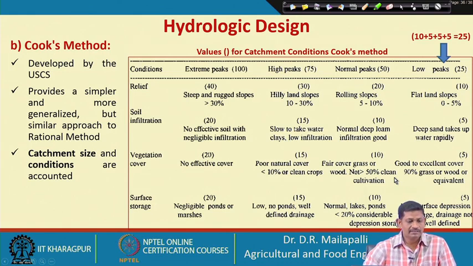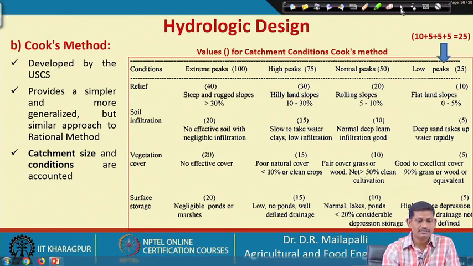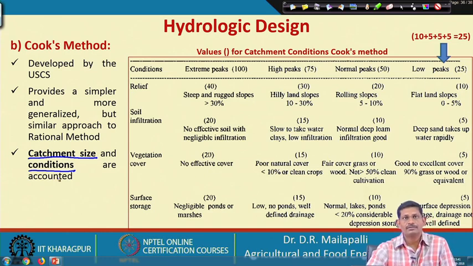Now Cook's method, which was developed by the US SCS, the United States Soil Conservation Service. It is simpler than the rational method. Cook's method is a generalized rational method. It requires the catchment size and the condition. With these two things we will be able to find the peak discharge.